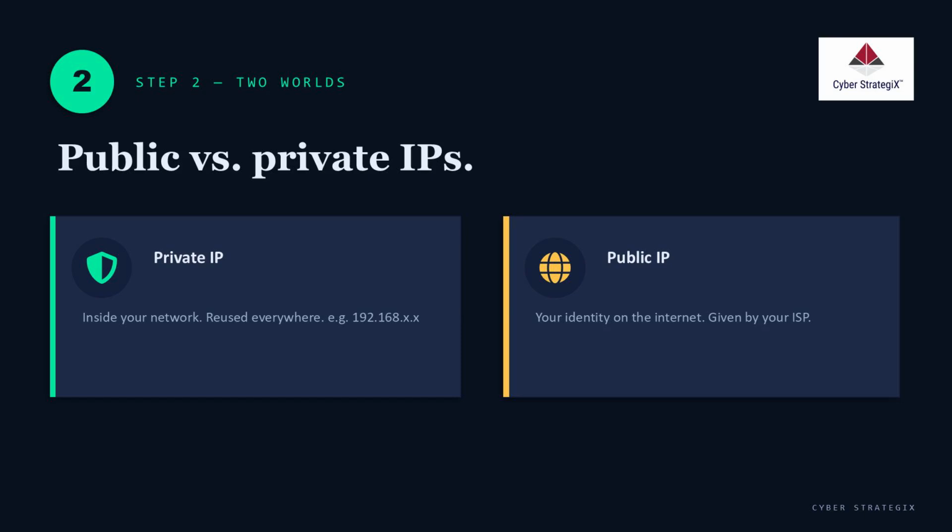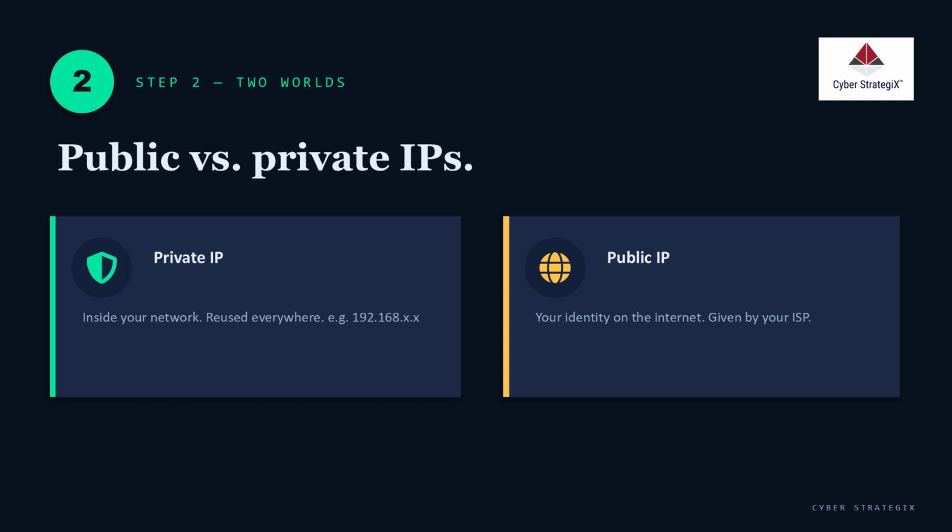Here's a distinction that confuses many beginners. A private IP is used inside your own network. Your phone, laptop, and TV each get one, like 192.168.something. These are reused in millions of homes and can't be reached directly from the internet.